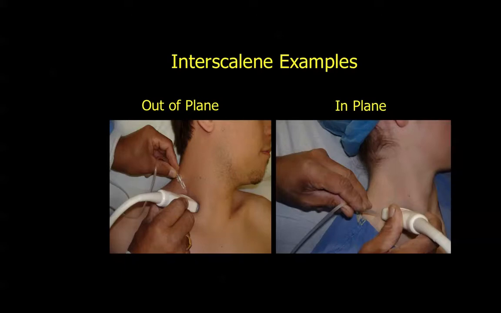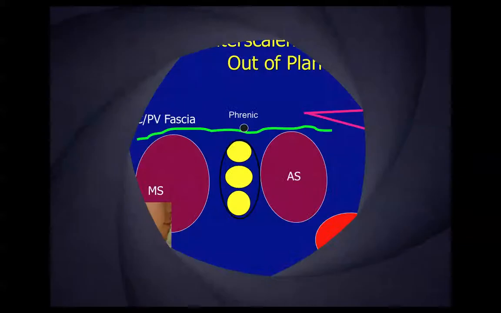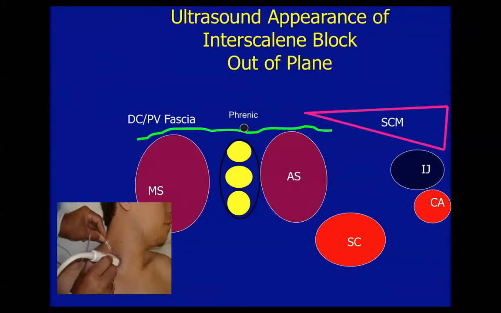In this slide, on the left side of the image, we see the relationship between the transducer and the needle when using an out-of-plane approach. And on the right image, we see the relationship between the needle and the transducer when using an in-plane approach. Remember, when we approach the brachial plexus at the interscalene level, we go through the middle scalene muscle using either an out-of-plane or an in-plane approach.